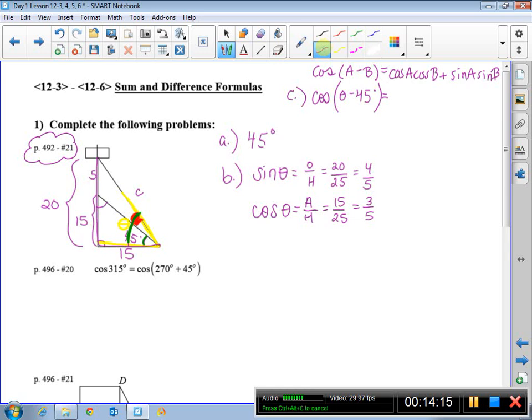Cos of, okay, we know A is going to be replaced with theta. So cos theta. Cos B is replaced with 45.